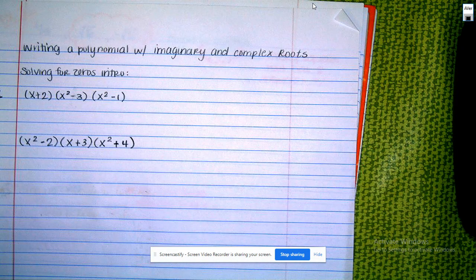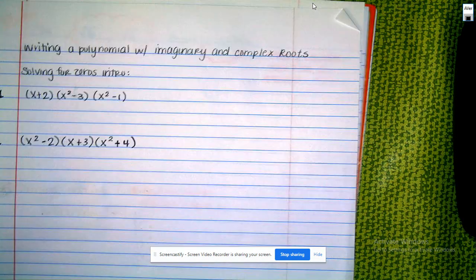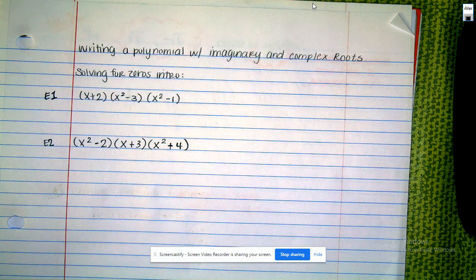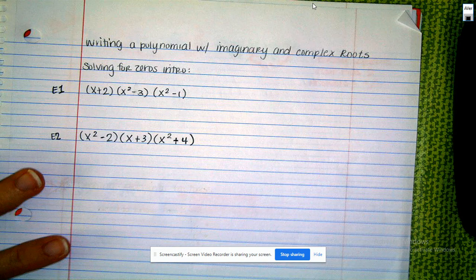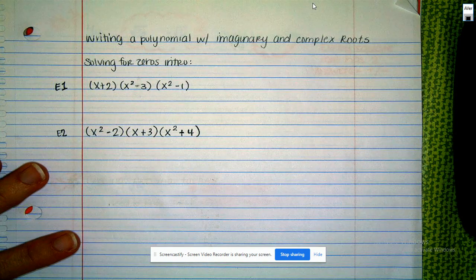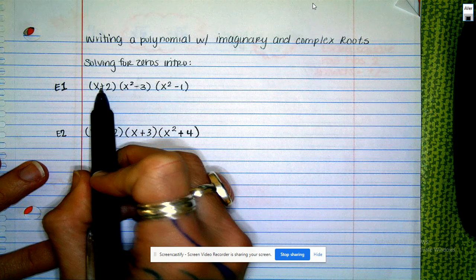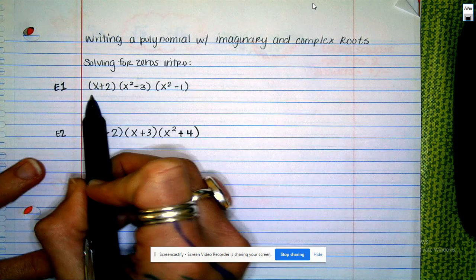Okay, guys, so writing polynomials with imaginary and complex roots. You should have watched the video on imaginary numbers, so i numbers. Again, I'm going to start this like I did last week with, obviously, you factor equations, and these would be our factors of this polynomial, and we want to know what the zeros are.